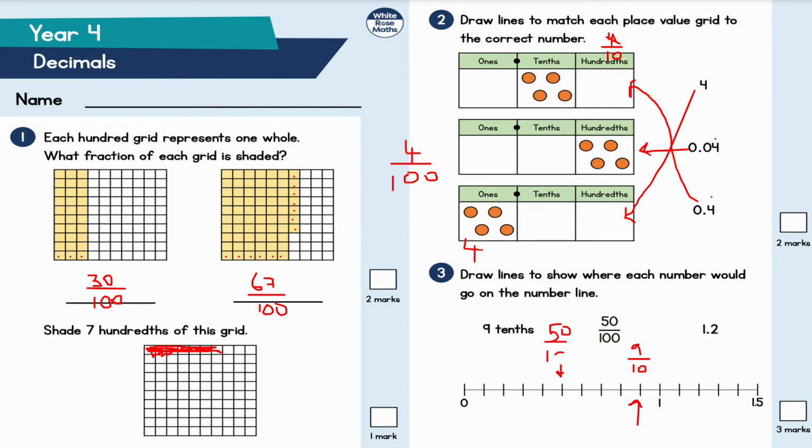So 50 out of 100 goes bang in the middle, which is there. And then 1.2 is bigger than 1. 1.1, 1.2 goes there. So 1.2 goes there. So 9/10, just to be clear, is this arrow here.